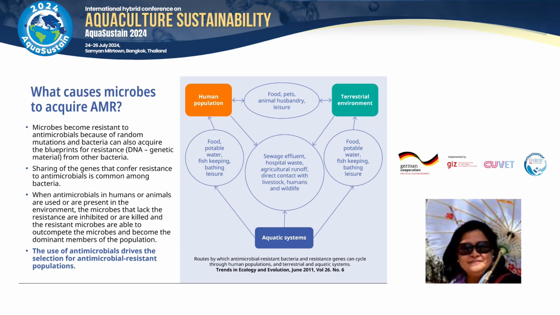When antimicrobials in humans or animals are used or are present in the environment, the microbes that lack the resistance are inhibited or are killed, and the resistant microbes are able to outcompete them and become the dominant members of the population. The use of antimicrobials drives the selection for antimicrobial resistant populations.